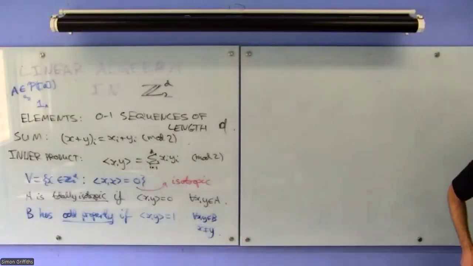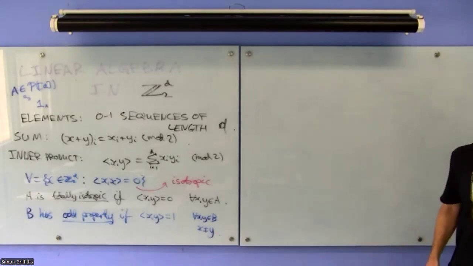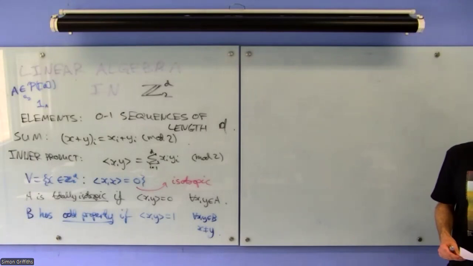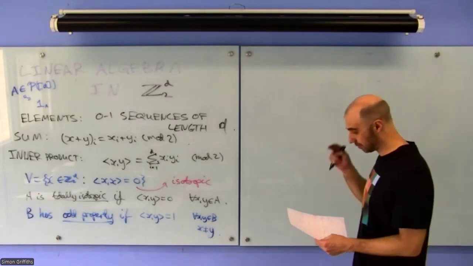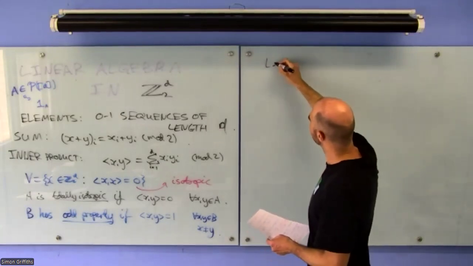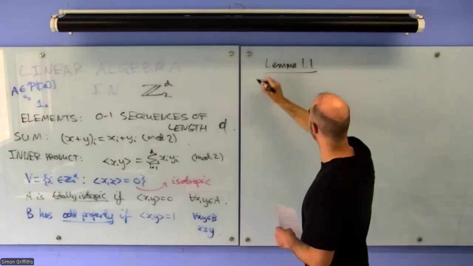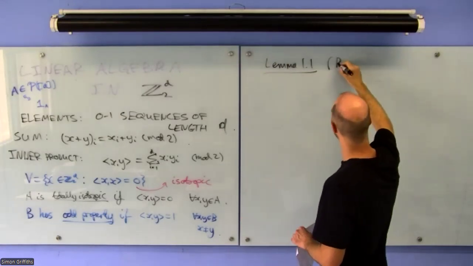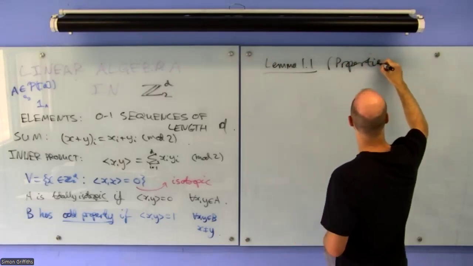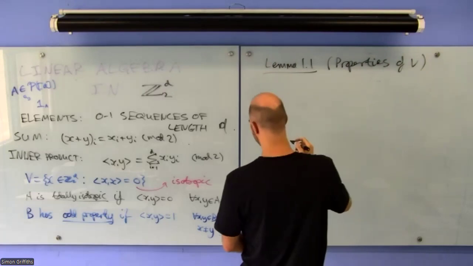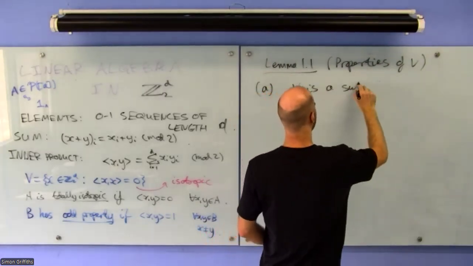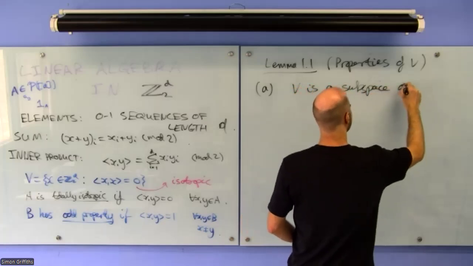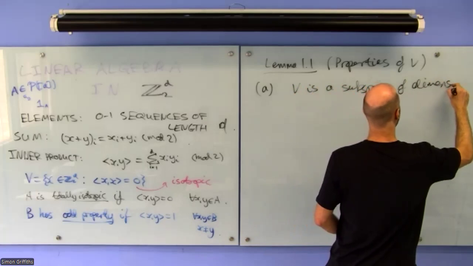Now, let's start with a lemma, which discusses all these properties in a nice way and will be very useful to us for the colorings later. So I guess you could call it Lemma 1.1, properties of V. So the first is that V itself is a subspace of dimension D minus 1.